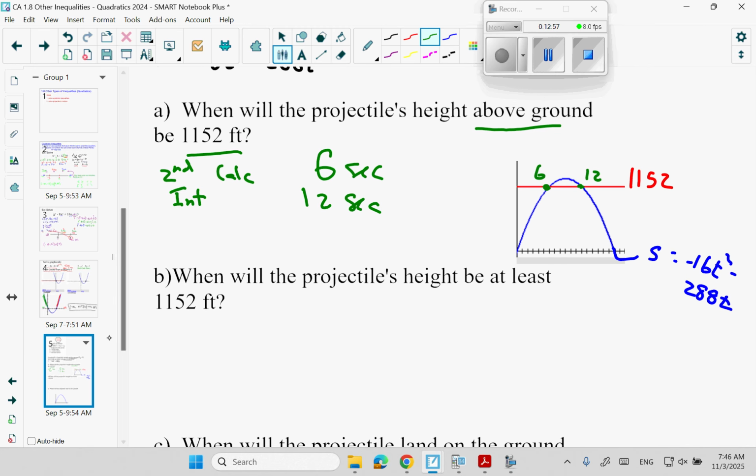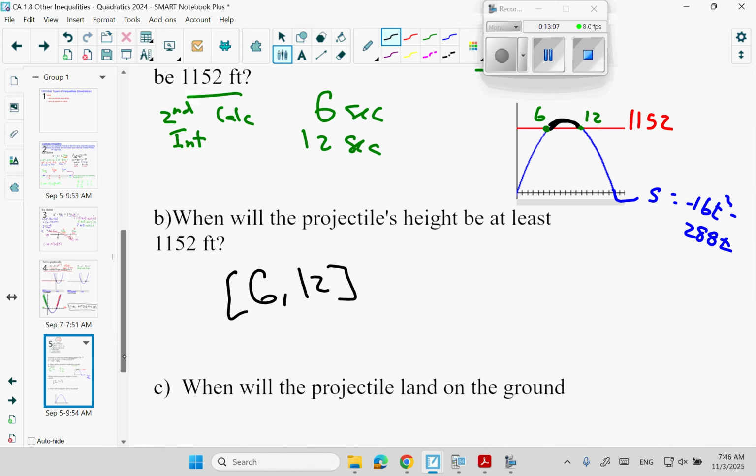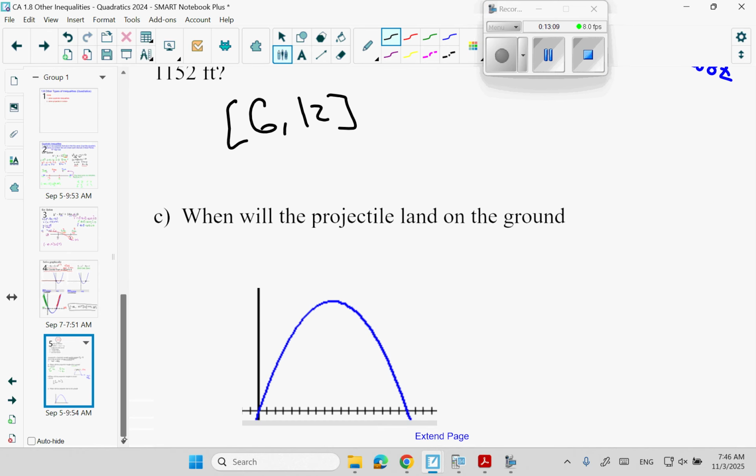And then the next question, when will it be at least that? Well, that would include all of these values as well. So I'd get the interval from 6 to 12. And then when will it land on the ground? I'm just finding this value right here. So I'm finding this x-intercept, which would be second calc 0. You end up with x equals 18.